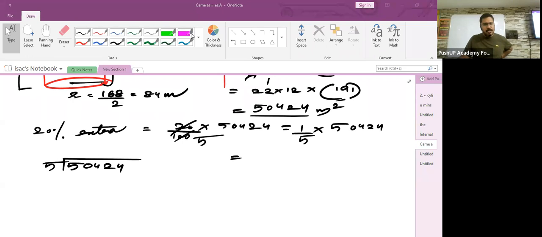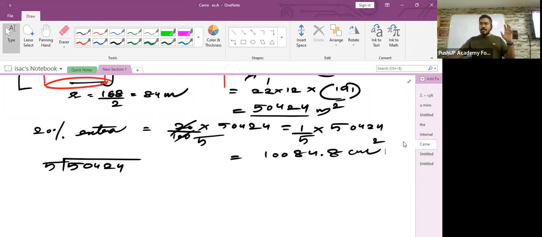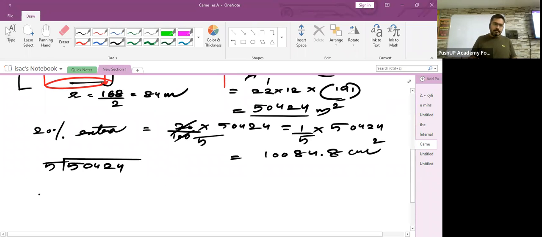Maria is saying it is 10,084. I think it is 10,084, right? You missed 10,084.8. Did you all follow it? Ria, is this clear? The concept is clear. 20% of the actual area of the canvas is needed extra for stitching and folding. So that is what we are finding here. Sir, is that part clear? Yes, it's clear. Okay. Somebody else.